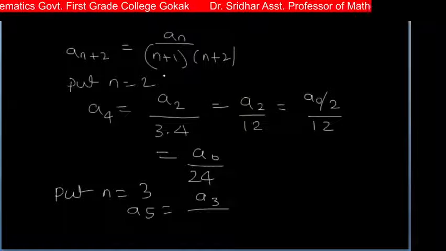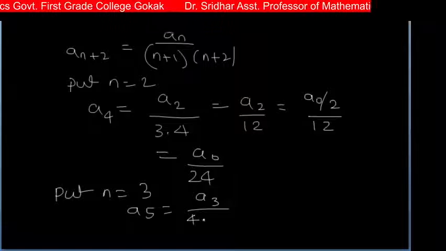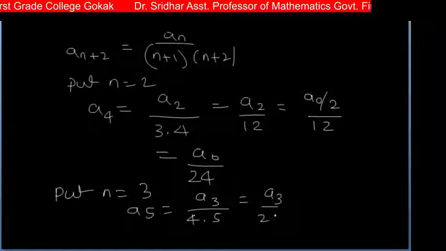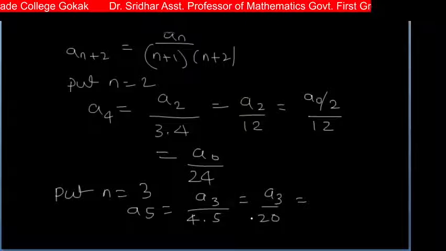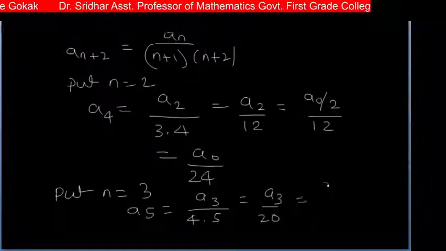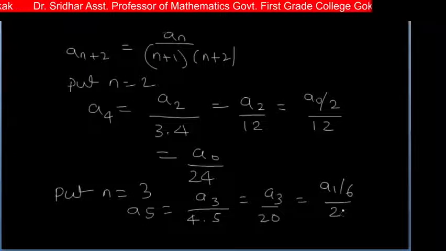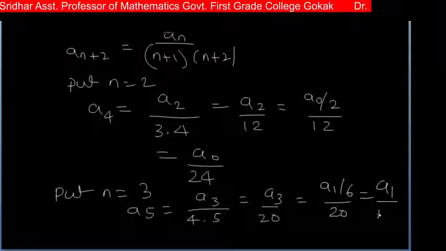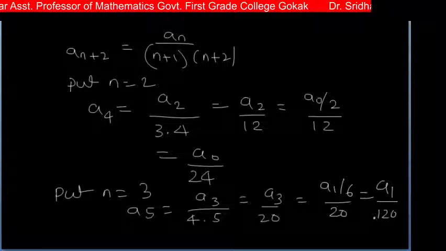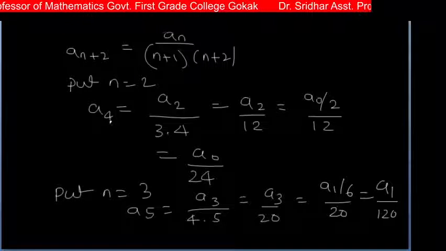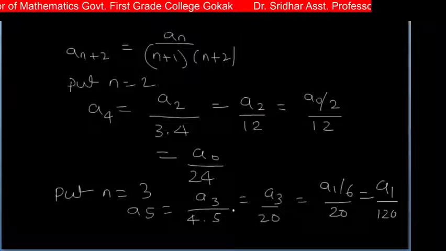Next put n is equal to 3, then a5 becomes a3 divided by 4 into 5, so a3 divided by 20. What is a3? Already we found a3 is a1 by 6, so a1 by 6 divided by 20, or a1 divided by 6 into 20, which is a1 by 120. Like that we obtain all the values of a4, a5 and so on.